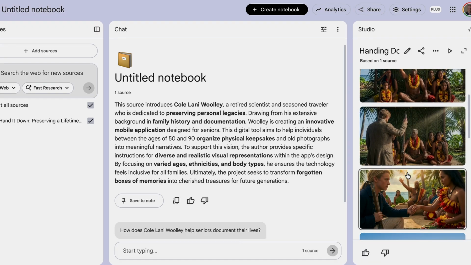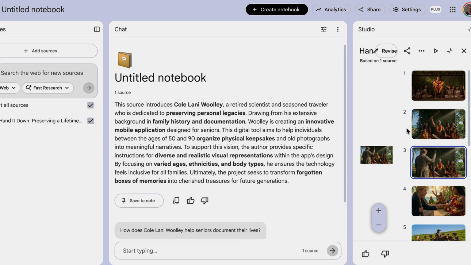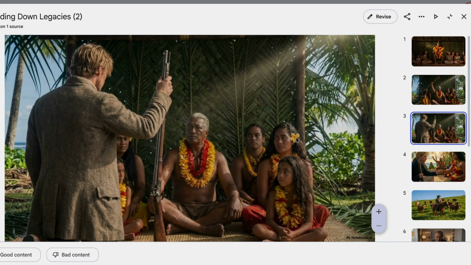It's got all the same. And let's look at this image. Yeah, that's what I wanted. They're looking at him. He's got the gun there, and there's the King Kamehameha.